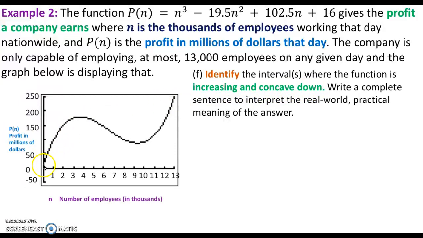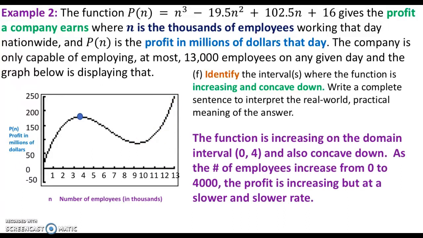So let's look in those two regions from 0 to 4, the curve was rising, increasing, and also concave down. So that checks off both of those boxes. Let's look at the other interval from 9.5 to 13, the curve was also increasing, but it was not concave down. Notice the bend of the curve over here is bending upward, therefore not concave down. So the only interval that this curve is increasing and concave down is on the interval from 0 to 4.